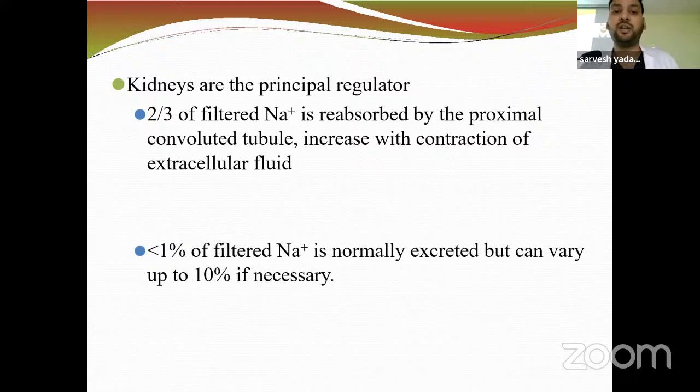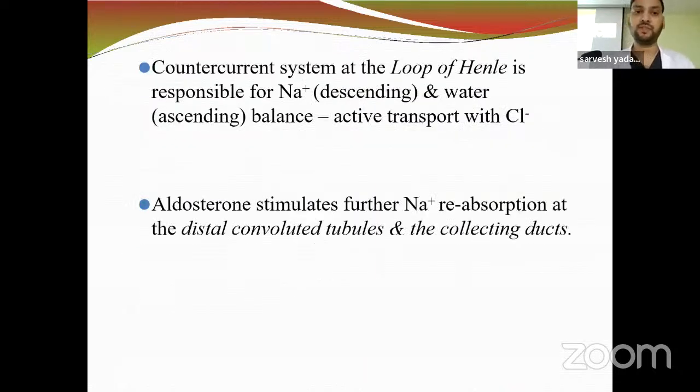Two-thirds of the filtered sodium is reabsorbed by the proximal convoluted tubule, increasing with the concentration of extracellular fluid. Less than 1% of filtered sodium is normally excreted, but this can vary up to 10% if necessary. The countercurrent system at the loop of Henle is responsible for sodium and water balance, with active transport with chloride. Aldosterone stimulates further sodium reabsorption at the distal convoluted tubule and collecting ducts.